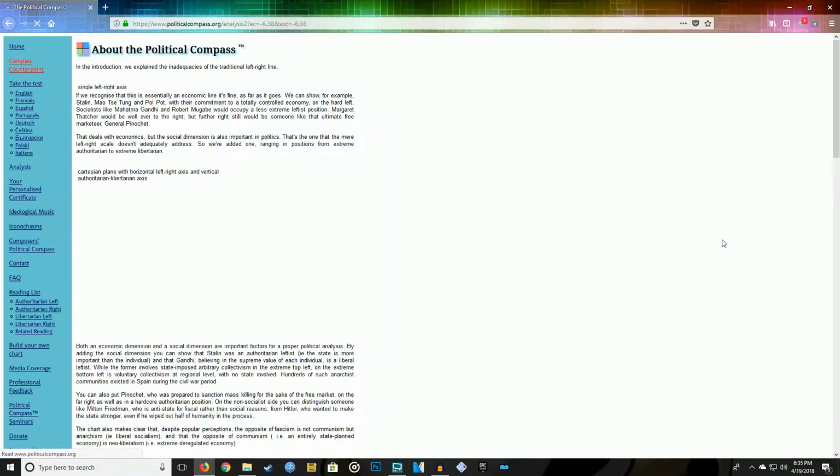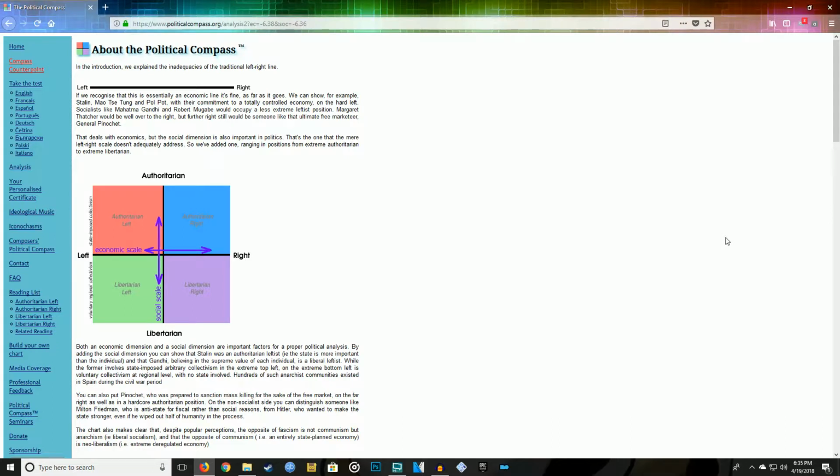Now let's see where you stand. Drum roll, please. It's going to give you a little bit of an overview about this. So I'm going to read all this. If we recognize that this is essentially an economic line, then okay, I'll skip a step. In the introduction, we explain the inadequacies of the traditional left-right line, which is this guy. Oh, I can't highlight that.